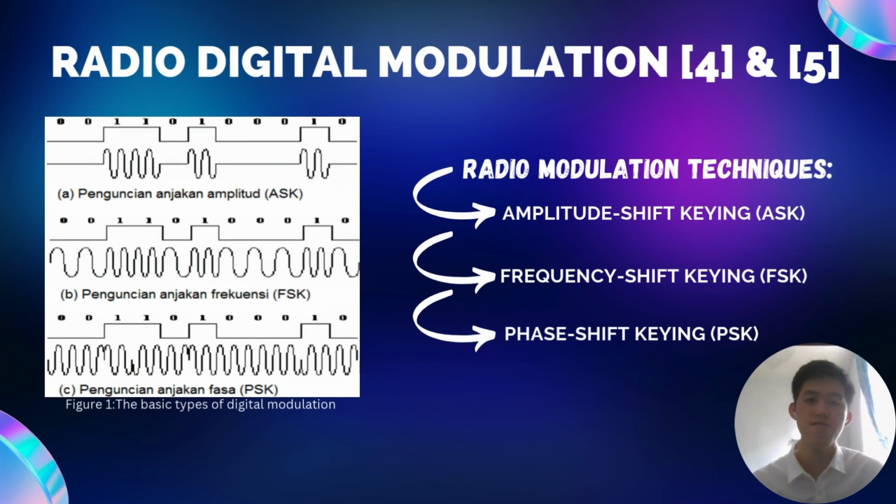Hi, I'm Liu Qiyu, and now I will explain about radio digital modulation. There are three techniques in this topic: amplitude shift keying, ASK, frequency shift keying, FSK, and phase shift keying, PSK. This is the figure that explains these three digital modulations.